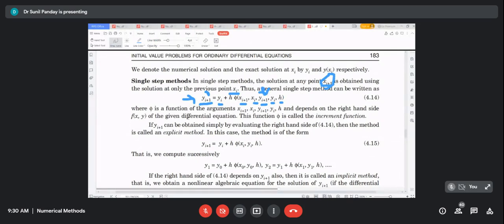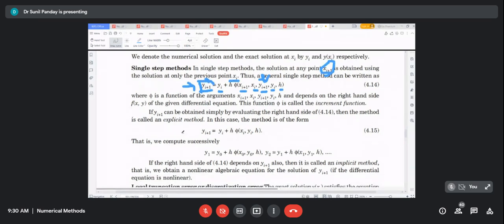So such a solution or method is known as implicit methods. Implicit method, like evaluation of yi plus 1 involves a function of yi plus 1. So such a method is known as implicit method.